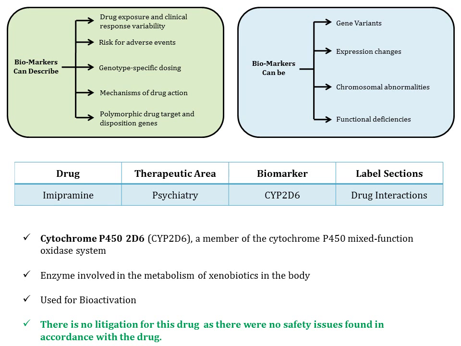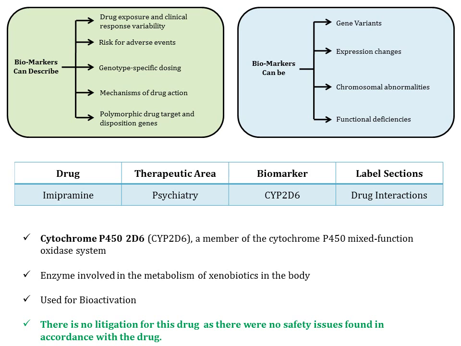There was some question about this: is there any biomarker which has been published along with this drug patent? Before that, we would like to see what a biomarker can describe. It can describe these 5 characteristics. First is drug exposure and clinical response variability, risk of adverse events, genotype specific dosing, mechanism of drug action, and polymorphic drug target and disposition genes. So a biomarker can be anything. We would like to see what a potential biomarker can be. These can be of 4 varieties: gene variants, expression changes, chromosomal abnormalities, and functional deficiencies.